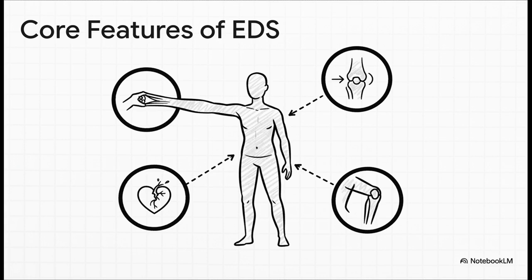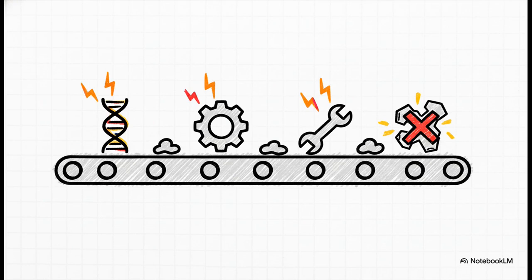So when your collagen is faulty, you get these classic signs. Skin that is super stretchy, joints that are hypermobile, they can bend in ways they're not supposed to, and very fragile tissues that can bruise or tear very easily. EDS is a brilliant example of something we call genetic heterogeneity. What does that mean? It means the same clinical picture can be caused by mutations in many different genes.